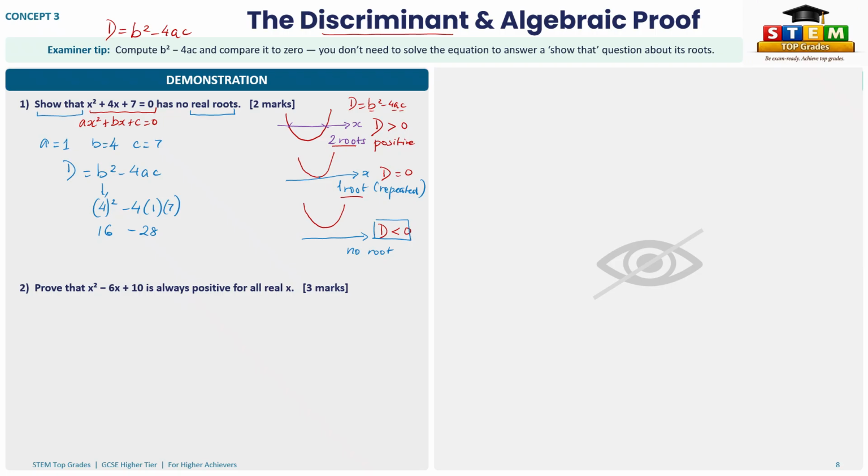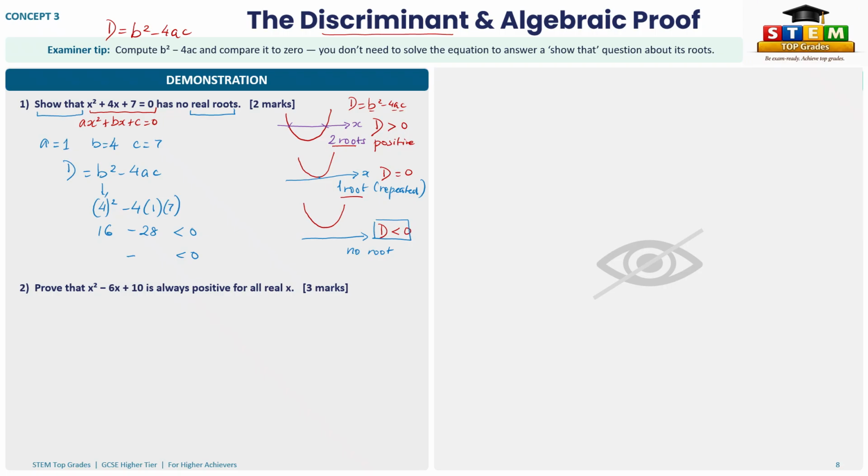And 16 minus 28 gives us negative 8. No, that's not negative 8. It gives us negative 12. Sorry, that's negative 12. But that therefore means that this is all the way less than 0. So being less than 0 means that the discriminant is a negative value.